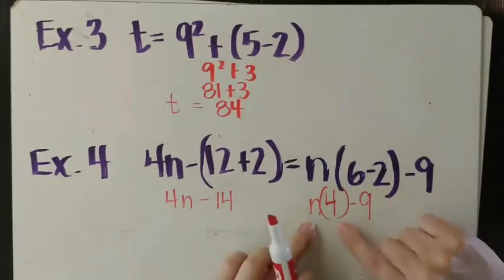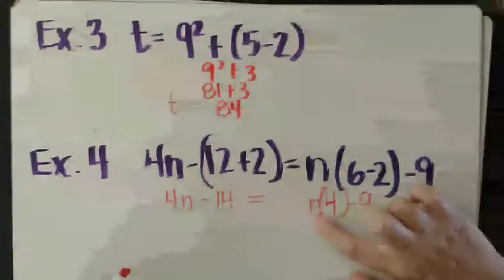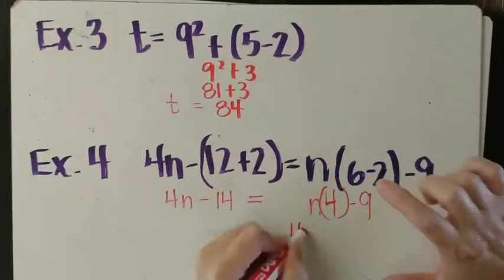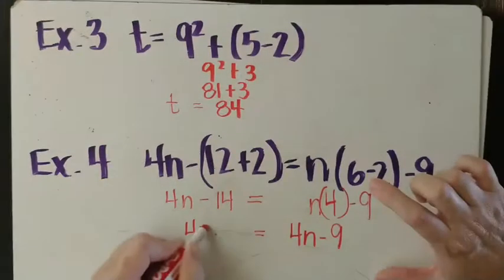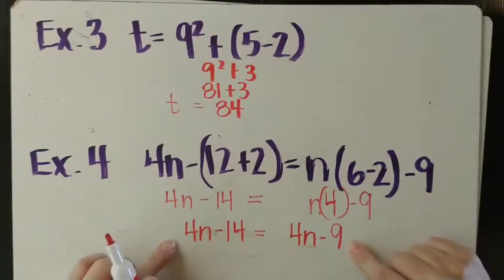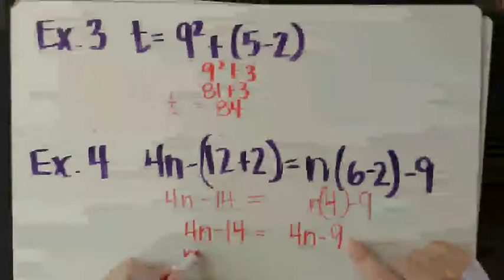And we can see that these are out of order because when we have a coefficient with a variable, the coefficient should come first. So we have 4n minus 9, and on the left side we have 4n minus 14. Both sides are simplified. Now we need to look at it. Is each side equal to each other?